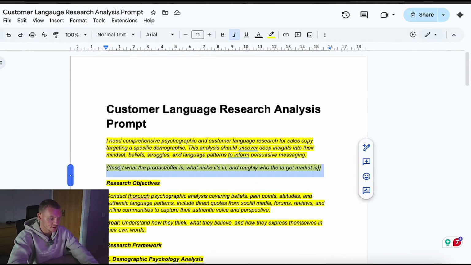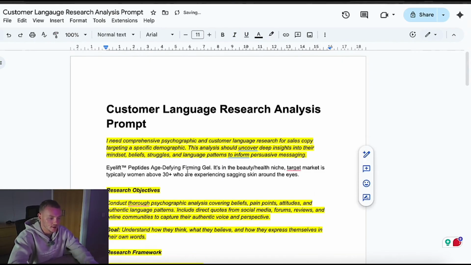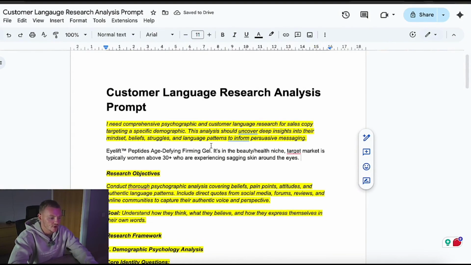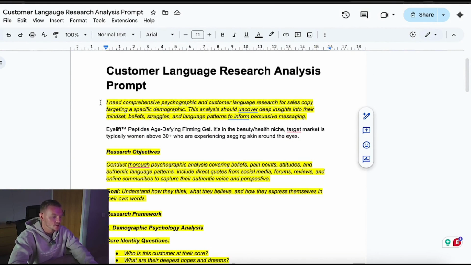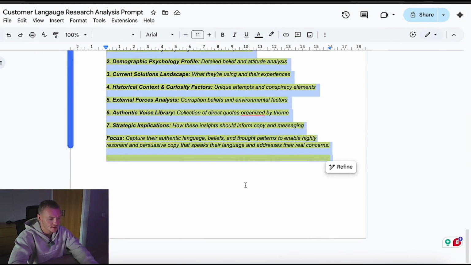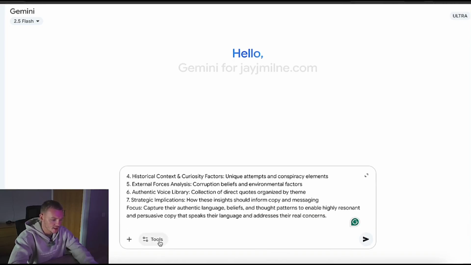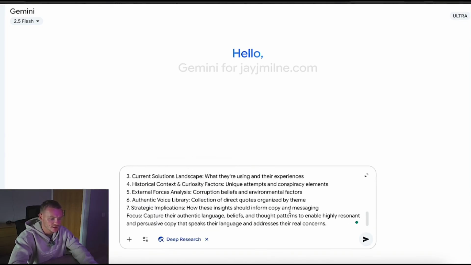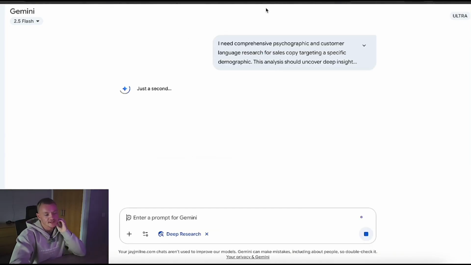Now, what I've done is I've put the same part in here. So I've got the age-defying firm in the health and beauty niche. The target market is typically women above 30 who are experiencing sagging skin around the eyes. So again, we just do the exact same process. We pull this out. I'm going to go over to Gemini. I'm going to hit tools. I'm going to go deep research. We're going to hit yes. And it's just going to do the exact same process.